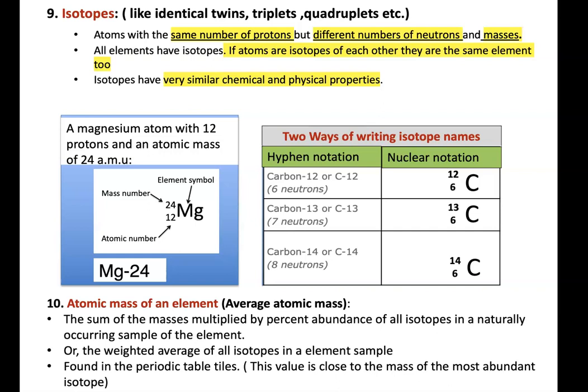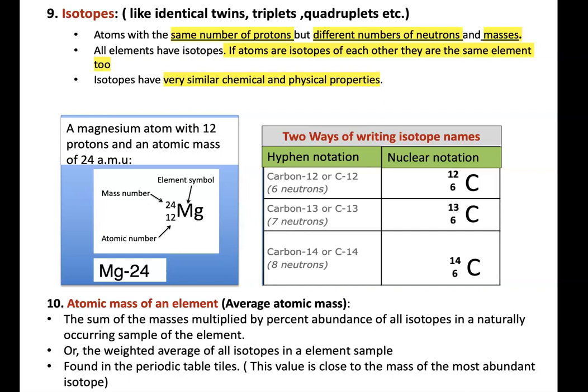Number 10, the atomic mass of an element is also called the average atomic mass. We're going to learn how to calculate this in the next video, but for now you need to know it's the sum of the masses multiplied by the percent abundance of all isotopes in a naturally occurring sample of the element. Or simply put, it's the weighted average of all the isotopes in the element sample.